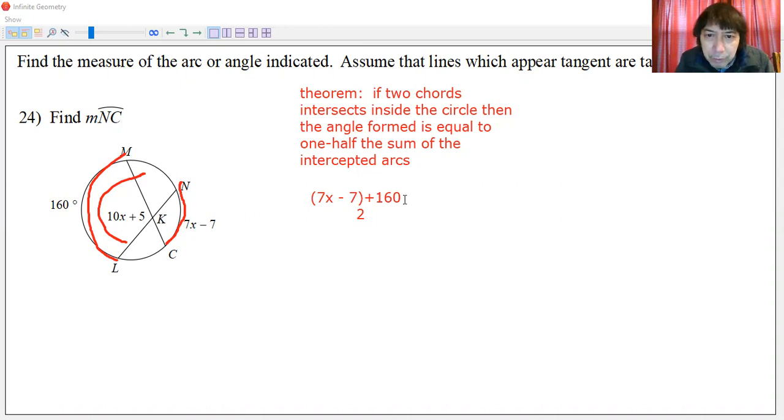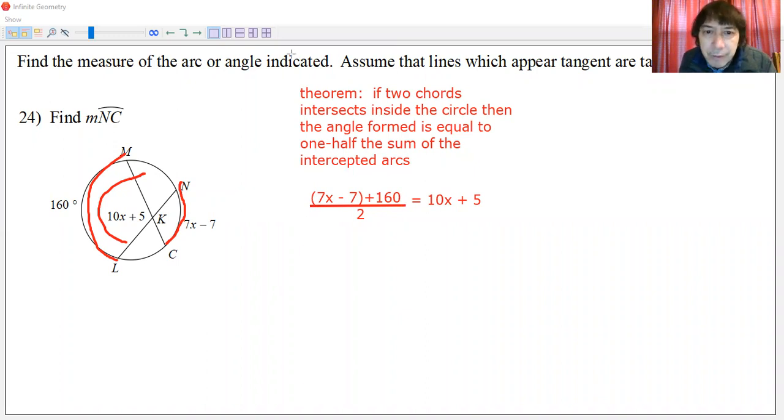This is equal to the angle 10x plus 5. There. All right. So this will still have a divide. So we add the arcs, divide by 2. That's equal to the angle formed by the two chords. All right. So let us simplify first. What do we get here?